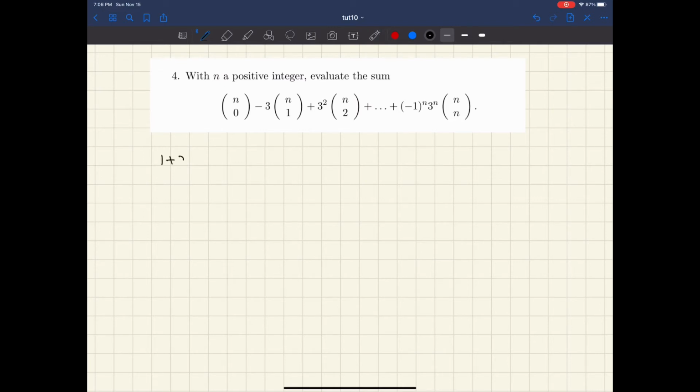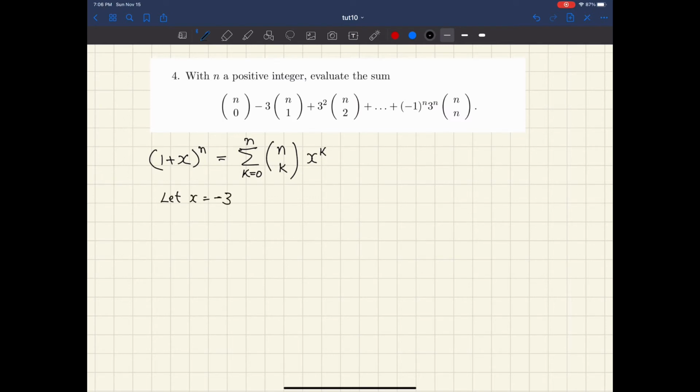Now you can see the number 3 is just increasing in power, but it's the sign that's alternating. So we'll just see what, from the basic formula of the binomial theorem, (1 plus x) to the power n.